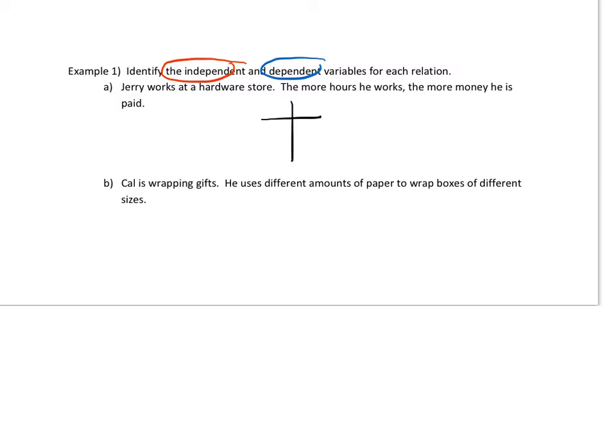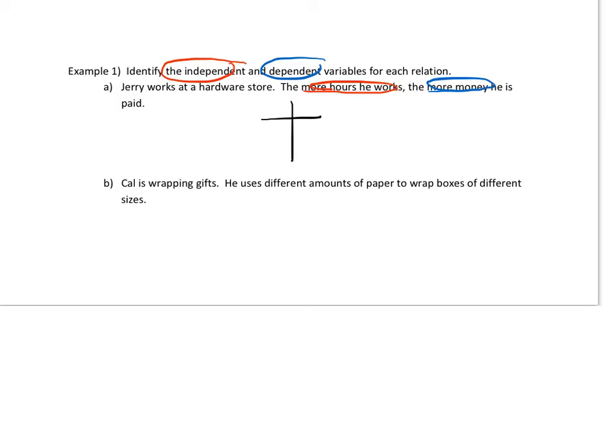and I read this question, and it says Jerry works at a hardware store. The more hours he works, the more money he's paid. So you say, well, how much money did he make? Or how much money can he make? Well, one would say that the amount of money he makes depends on how many hours he works. So he has something that he can control. He cannot control how much money he gets, but he can control how many hours he works. And by working so many hours, he will get the money.